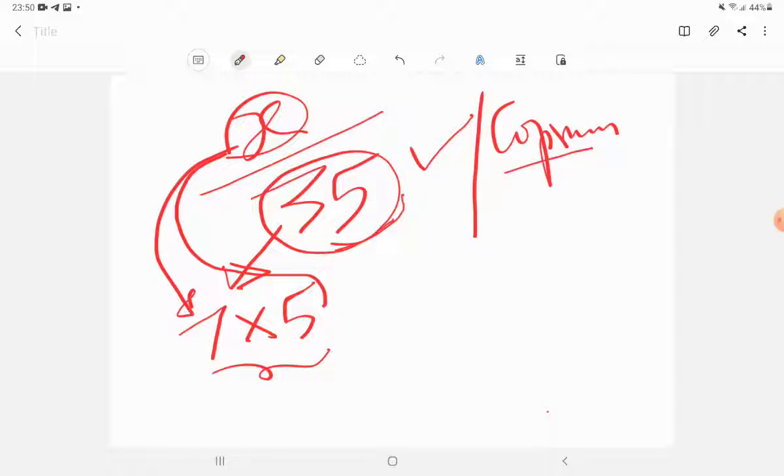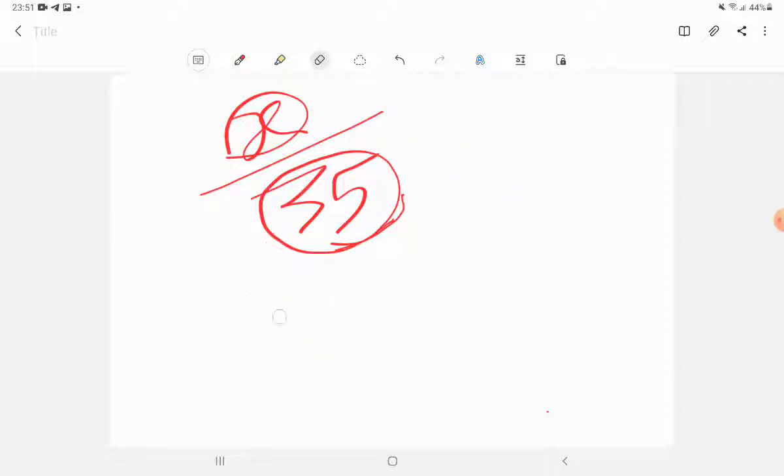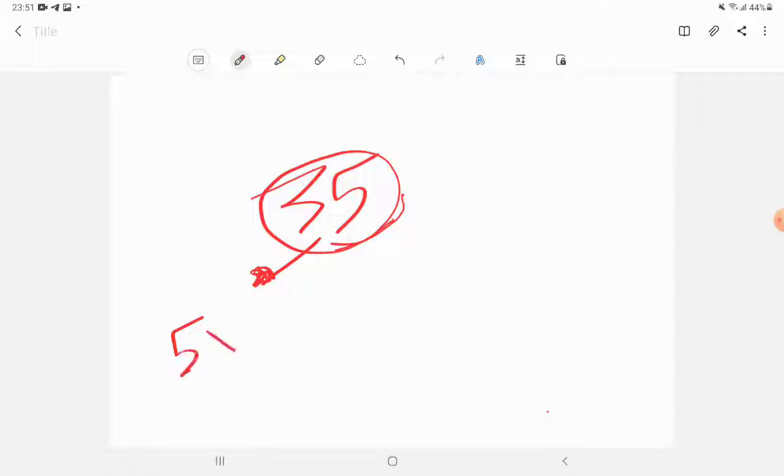Now a pair of coprime can be found out by two methods. First, if I take two numbers which represent 35 in multiplication, a number of combinations are possible. So one is 5 into 7.